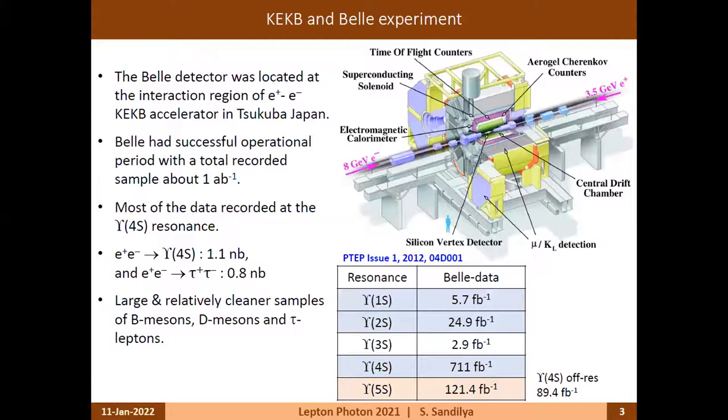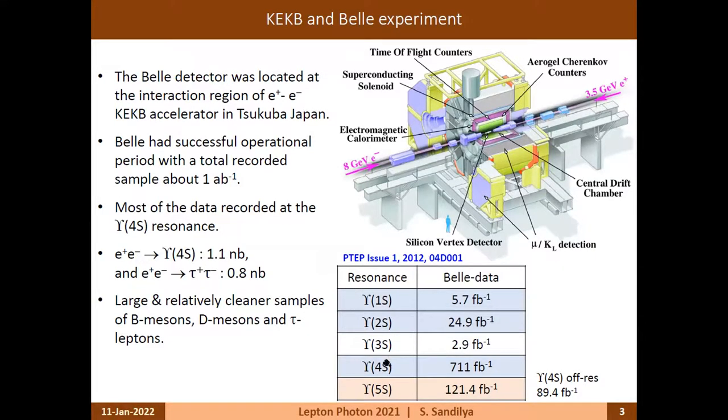Just a quick overview of our experiment. Belle, which was the earlier setup of Belle II, was located at the interaction region of the electron-positron collider KEKB. It had a successful operational period, and it recorded a sample of about one inverse attobarn. Most of the data at Belle was recorded at the Upsilon(4S) resonance. However, we have also collected data at several Upsilon resonances, and I will be talking about these data sets.